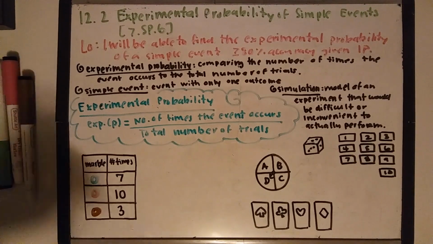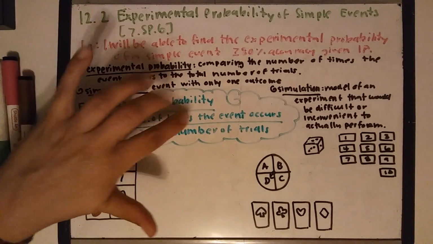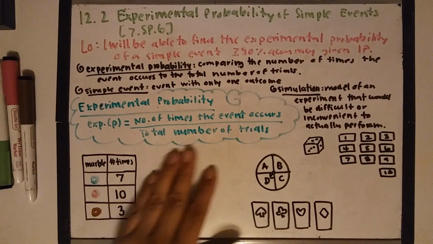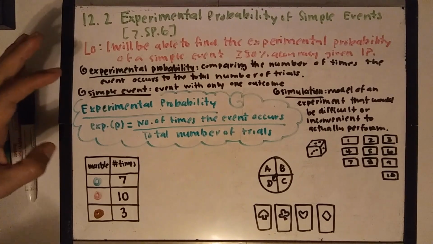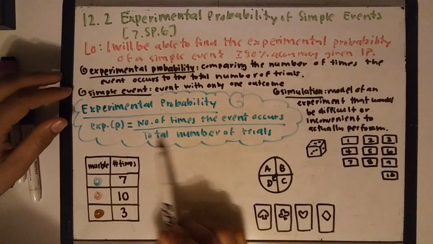So this you need to know, okay? Experimental probability equals the number of times that the actual event occurs, over the total number of trials, okay? So in this case, let's do each one of them. The first thing, because I do need the total number of trials.